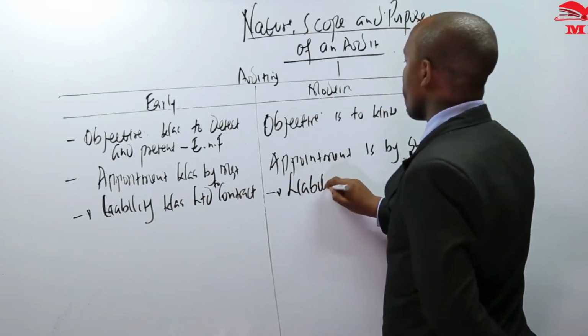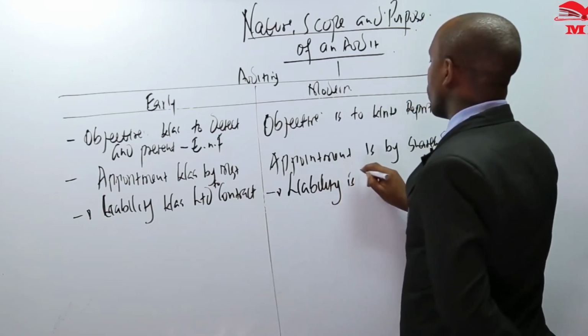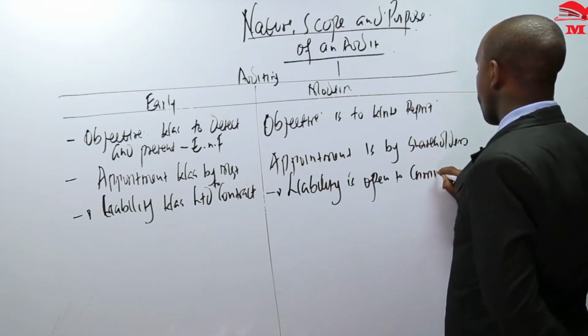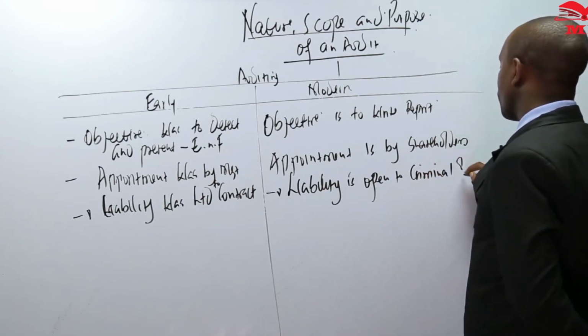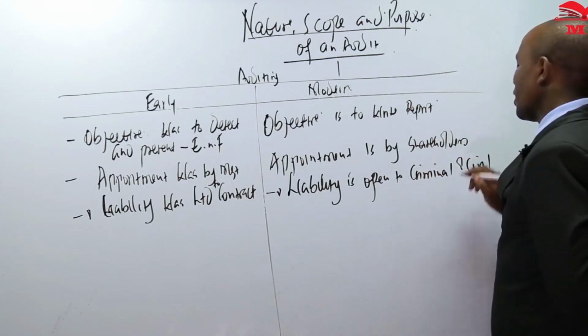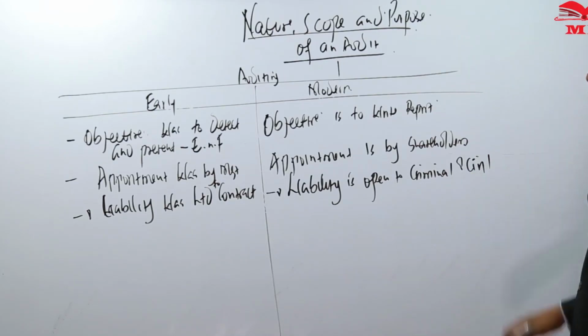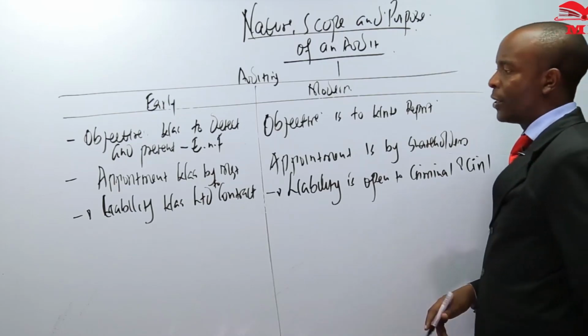Liability is open to criminal and civil liability. So it doesn't matter whether you are going to be having a contract or not in the modern world. You can be sued as an auditor for your own negligence or for personal negligence.